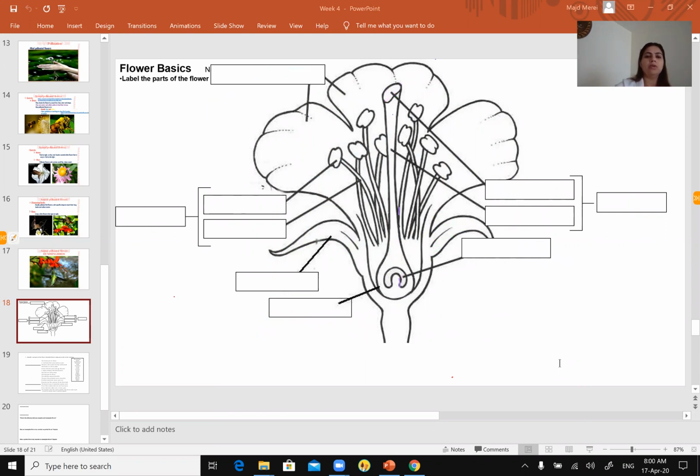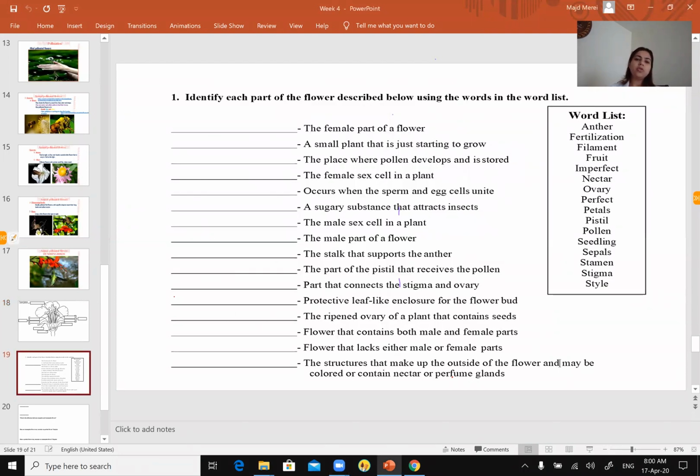Now, we have here: identify each part of the flower, describe below using the words in the word list. The female part of the flower, as you learned, carpel or pistil. A small plant that is just starting to grow after planting seeds. The seeds germinate. If you remember, the seed swells, seed coat splits, root appears, then shoot appears. After that, there will be a tiny small plant. This plant is known as seedling.